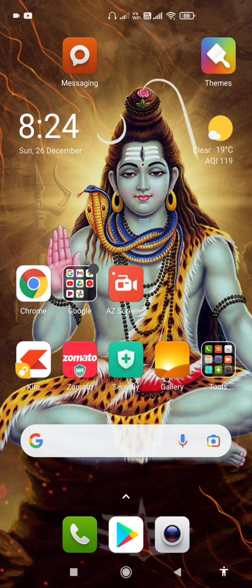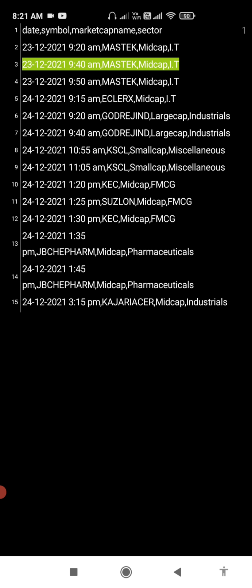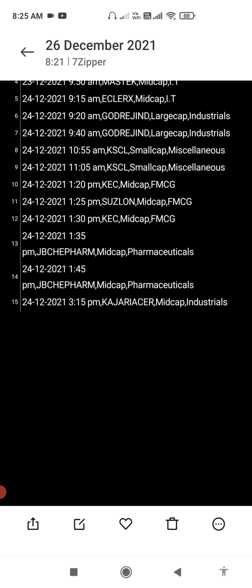I'm telling you, this is only the cash market. If you trade it in futures, it is more. Like this way. And Godrej India, it is giving the alert at 920. Godrej India, 24 at 920. Okay, let's see Godrej India.